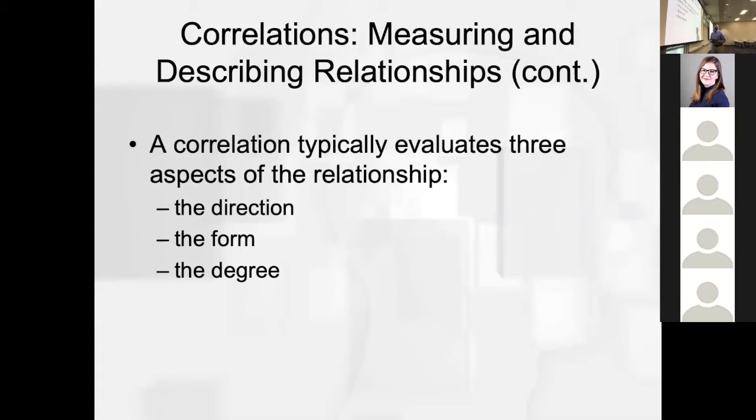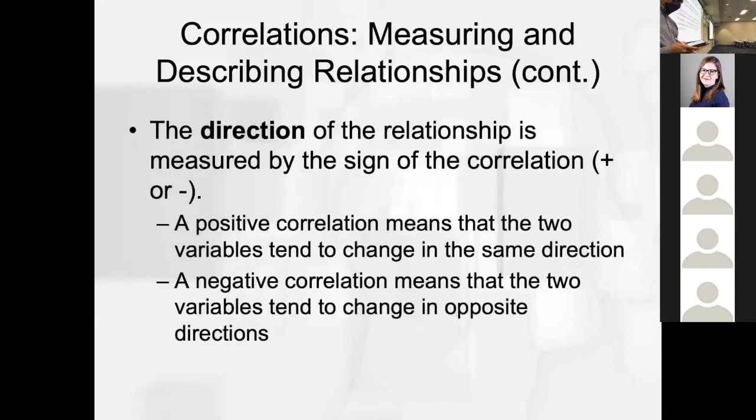And so correlation typically evaluates three aspects of the relationship between the data. It gives us the direction. We're going to go over each one of these separately. It gives us the direction, the form, and the degree. So the direction of a relationship is measured by plus or minus. Or said another way, by positive or negative.